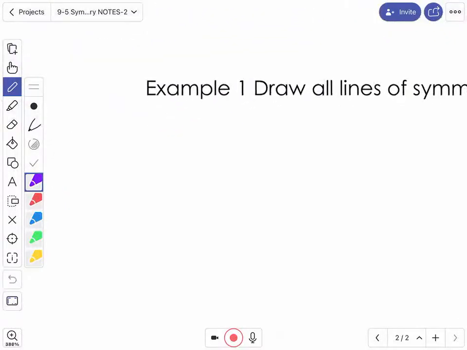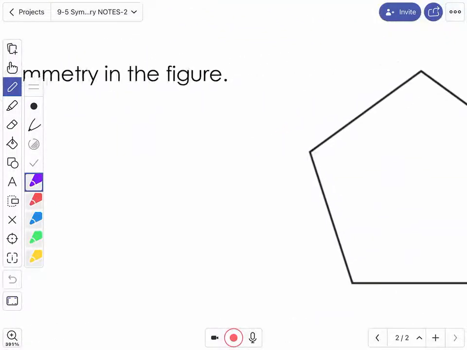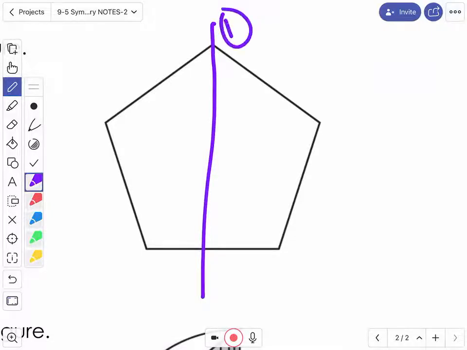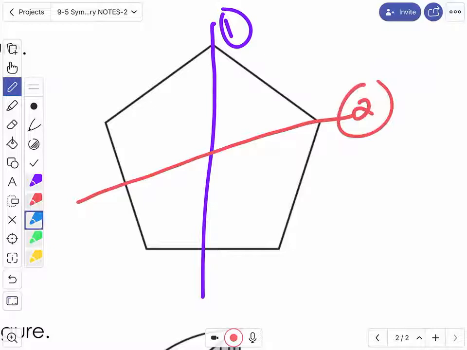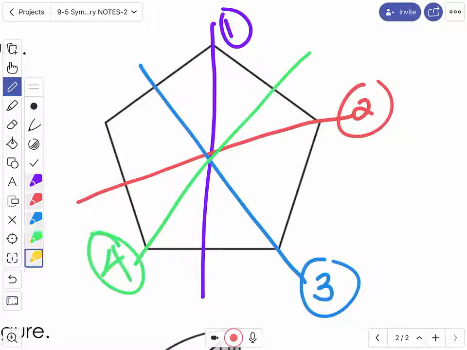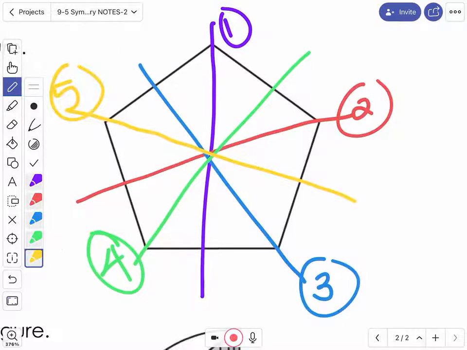So example 1 on the back, draw all lines of symmetry in this figure. So we have a pentagon. So let's see how many lines I can get. So there's the first one, left side and right side line up and make a mirror image. I have a second one. So now I'm up to 2. I can do the same thing in the bottom corner. So now I have 3. Bottom left corner here, I have 4. And then our last one, I get 5 total lines of symmetry.